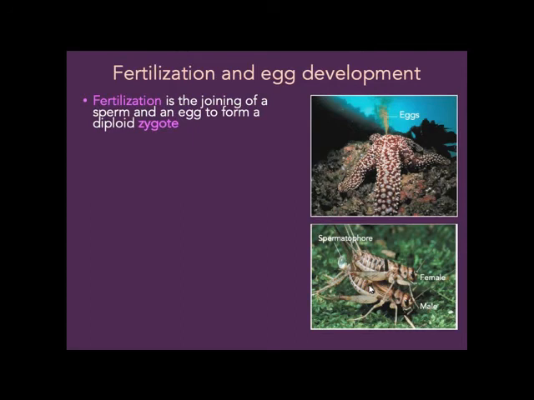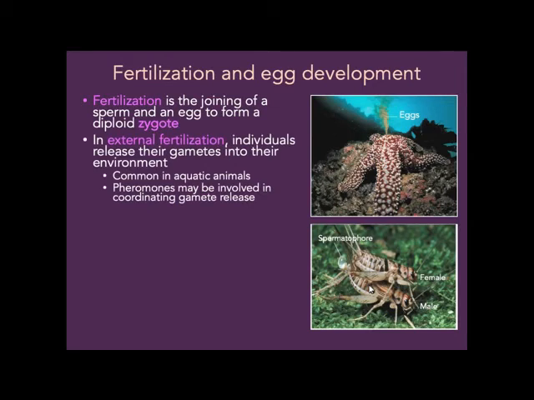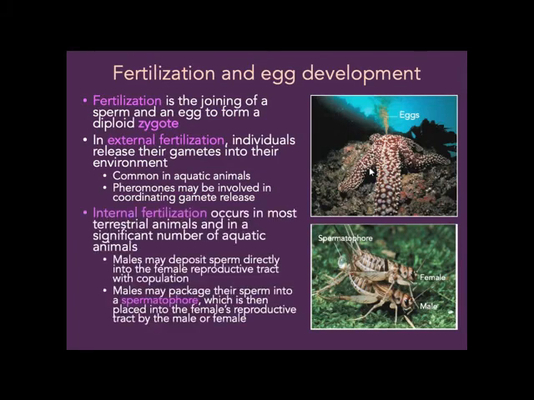So there's a lot of variation in fertilization and egg development amongst the animals, but let's just make sure we got the vocabulary here. Fertilization is the joining of a sperm and an egg to form a diploid zygote, okay? So if you have external fertilization, it means that individuals are releasing their gametes into the environment, like the sea star is releasing eggs into the seawater. And often there'll be pheromonal control of gamete release, so that you have all of the sea urchins of a particular species releasing their sperm and eggs at the same time, and so that helps the sperm and the eggs of the same species to find each other.